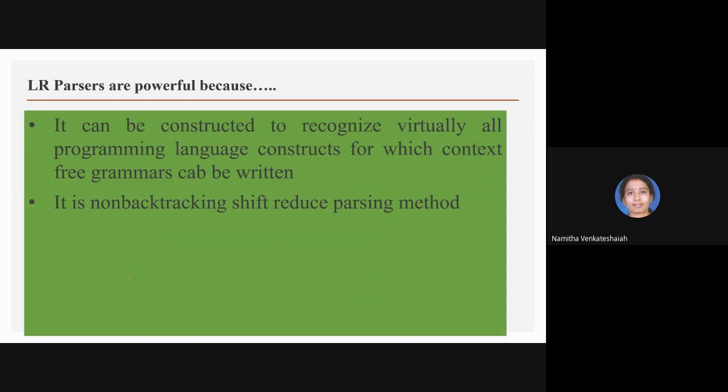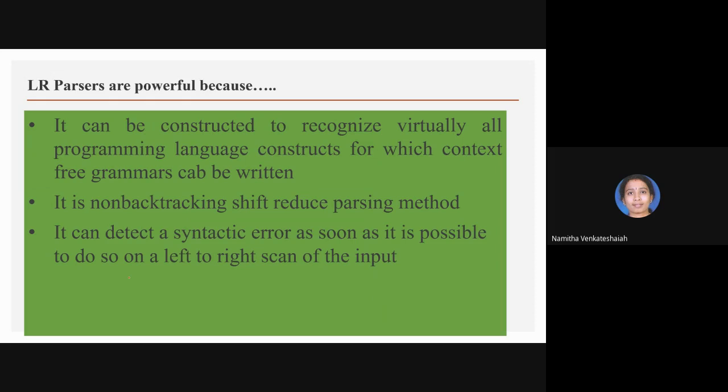And it is a non-backtracking shift-reduce parsing method, which means it does not have the backtracking problem. You know that if backtracking is necessary, it will be a time-consuming process. Here we don't have any backtracking. That's why we call it non-backtracking shift-reduce parsing, and that's why we call it a powerful technique. And it can detect a syntactic error as soon as possible. What is the role of the compiler? As soon as possible, it should be able to detect the syntactic error. It is doing that.